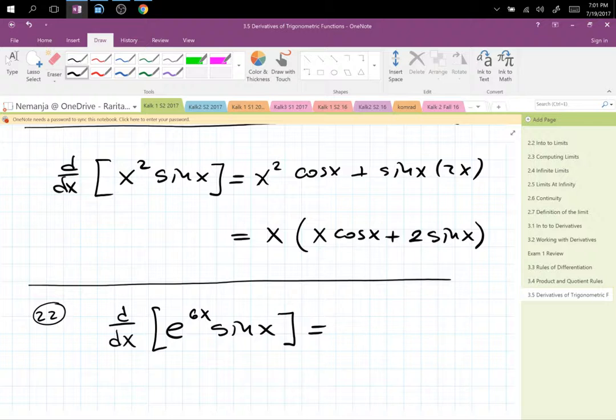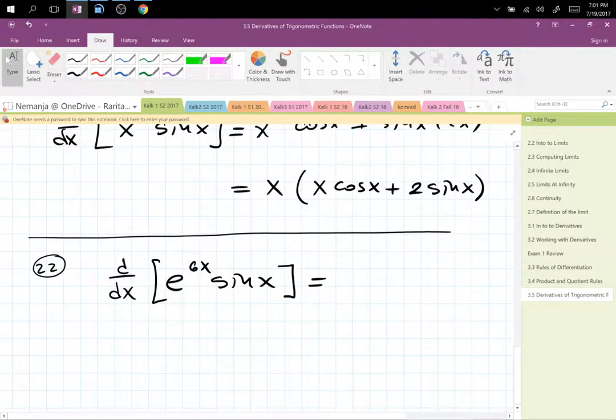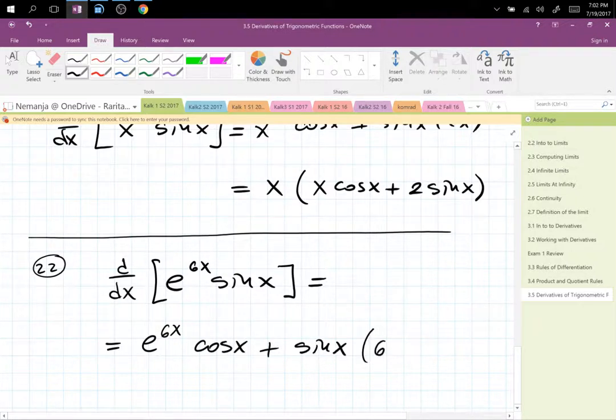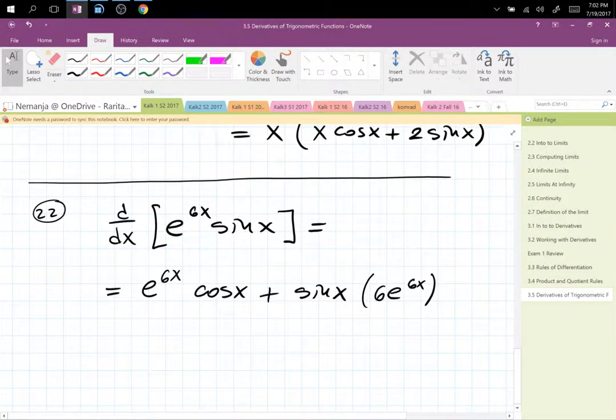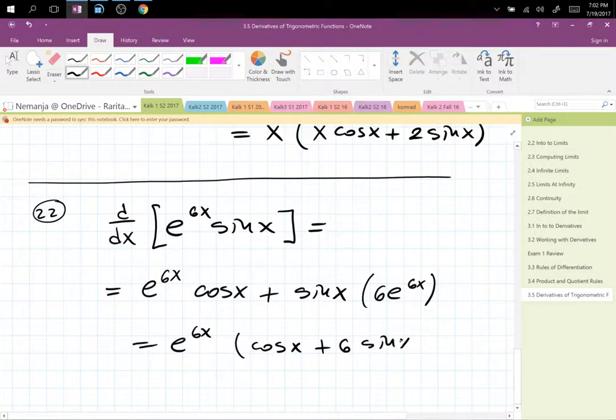So this is another product rule. Copy the first times the derivative of the second, plus copy the second times the derivative of the first, which is e to the 6x. Factor out what you can. And there it is.